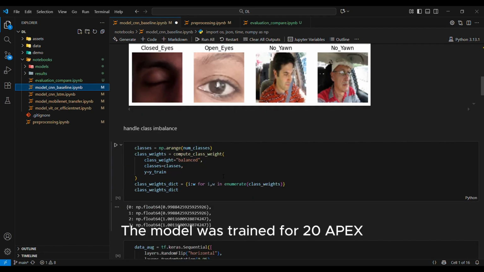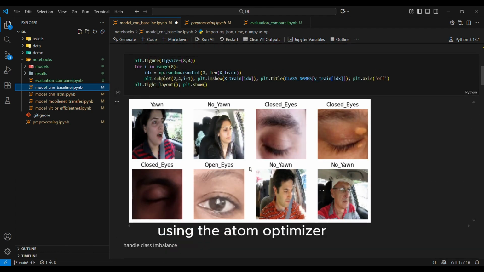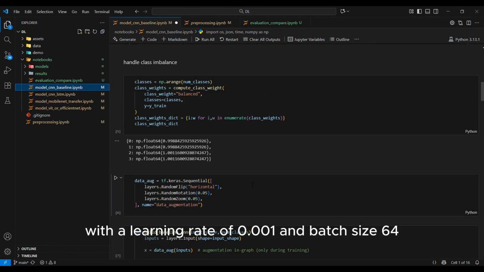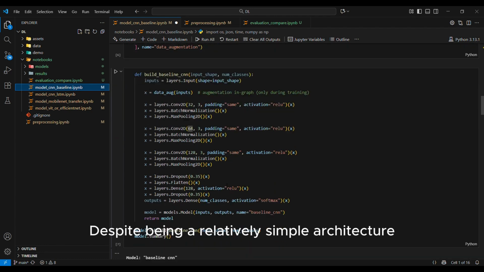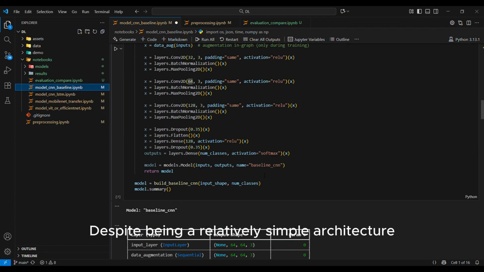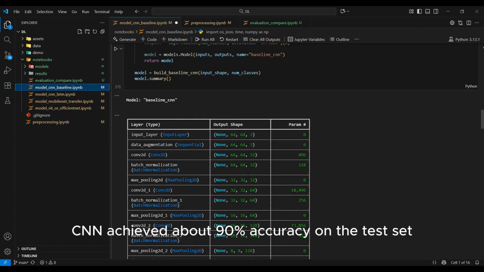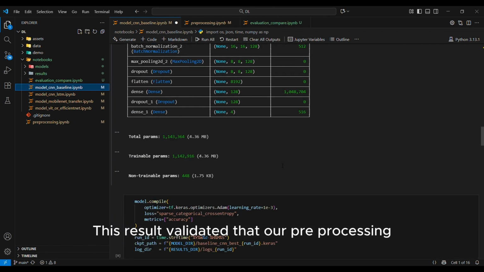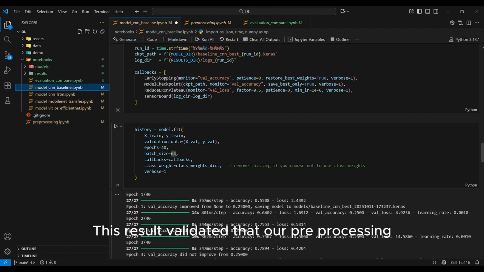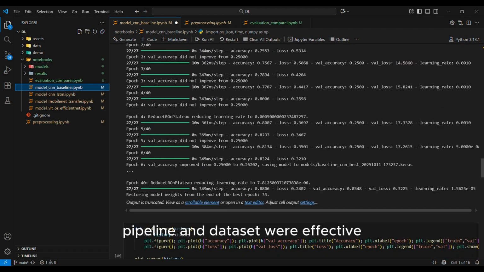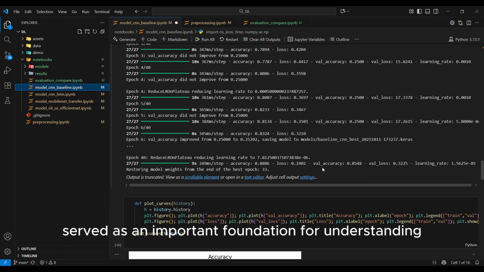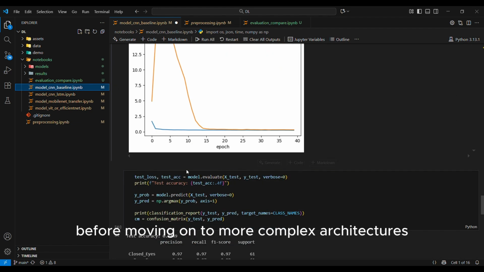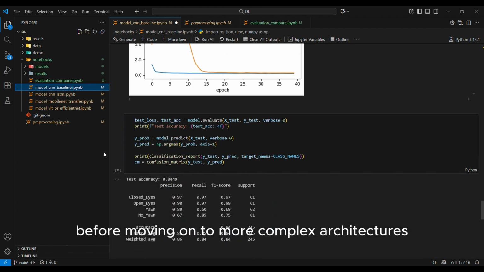The model was trained for 20 epochs using the Adam optimizer with a learning rate of 0.001 and batch size 64. Despite being a relatively simple architecture, the baseline CNN achieved about 90% accuracy on the test set. This result validated that our pre-processing pipeline and dataset were effective. The baseline model served as an important foundation for understanding the dataset's behavior before moving on to more complex architectures.